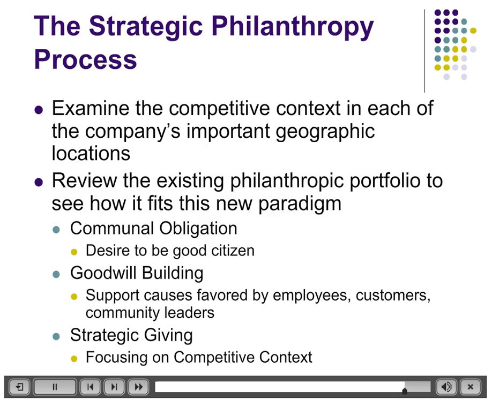And they say your portfolio should look like this. That there's stuff that we want to do that's really altruistic in nature, the communal obligation, what we want to do to be a good citizen. So we give to the Girl Scouts, we give to the local park because we're part of the community, and that's what you're supposed to do. It's a communal obligation. But then there's this goodwill building.